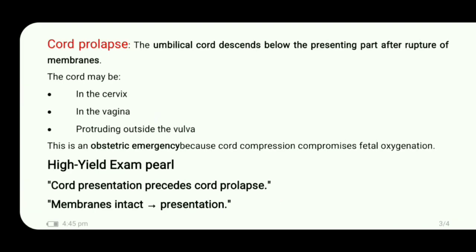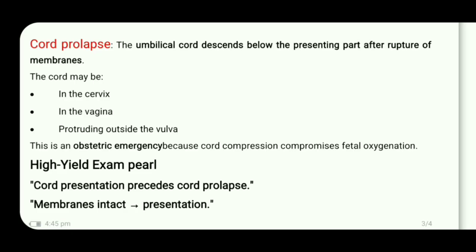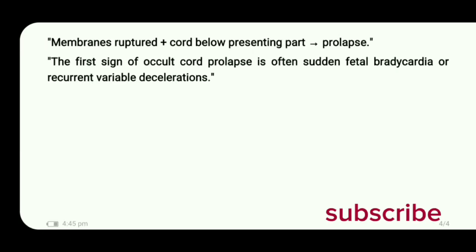So, a high yield example: cord presentation precedes cord prolapse, and if the membrane is intact, it's cord presentation. If the membrane is ruptured plus cord below the presenting part, that's prolapse. And the first sign of occult cord prolapse is often sudden fetal bradycardia or recurrent variable decelerations, like I told you.